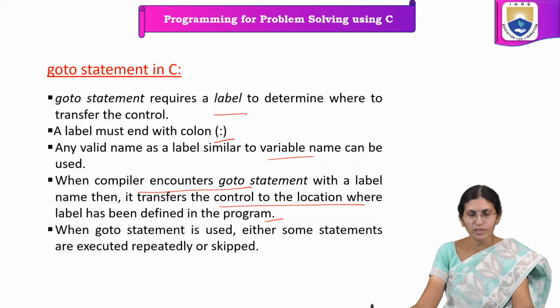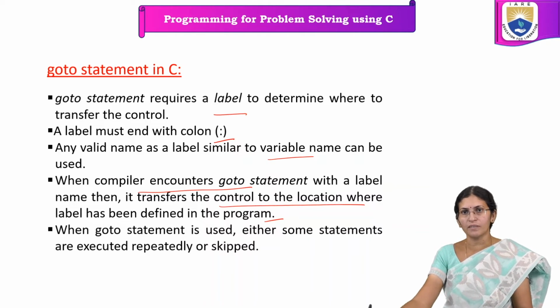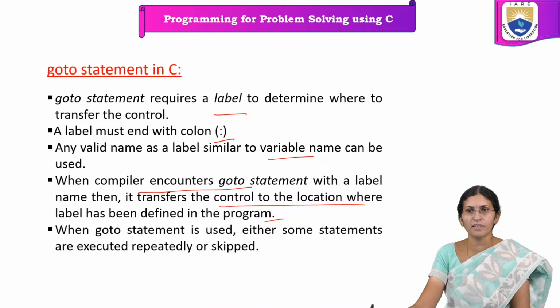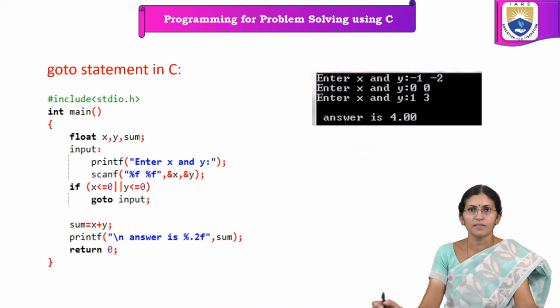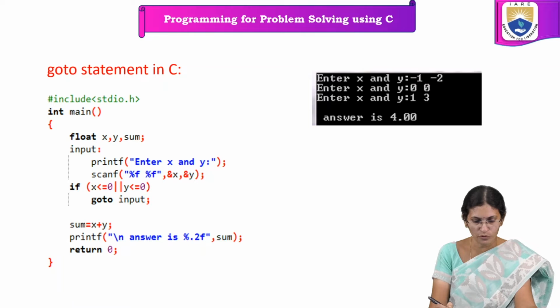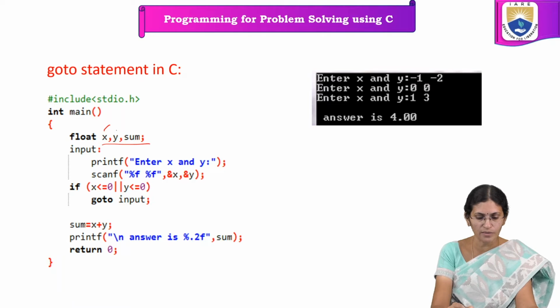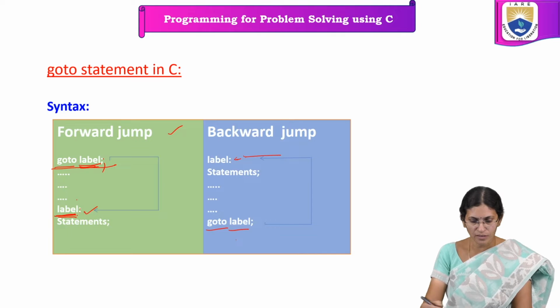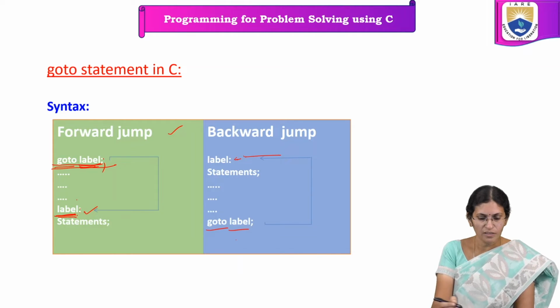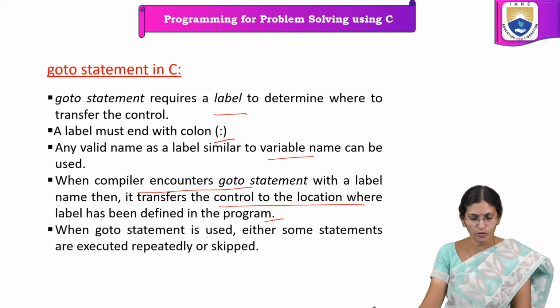So when the Goto statement is used, either some statements are executed repeatedly or some statements are skipped. Now let us see the example program of the Goto statement. So this is a function. Here we have declared three float variables, x, y and sum. And this is the label, as you can see according to the syntax. And this is a forward jump, where first the keyword Goto is used followed by the label name.